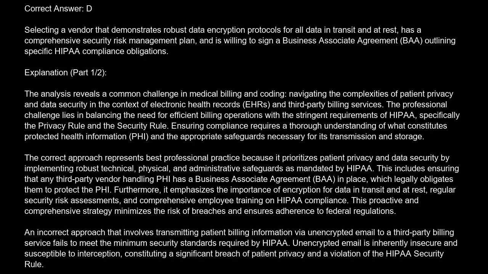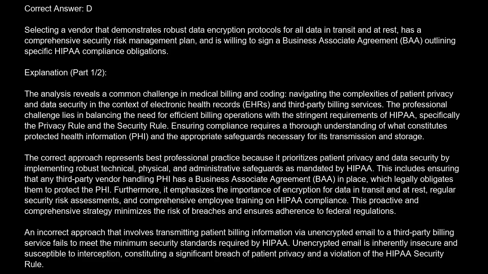Explanation. The analysis reveals a common challenge in medical billing and coding, navigating the complexities of patient privacy and data security in the context of electronic health records, EHR, and third-party billing services. The professional challenge lies in balancing the need for efficient billing operations with the stringent requirements of HIPAA, specifically the privacy rule and the security rule. Ensuring compliance requires a thorough understanding of what constitutes protected health information, PHI, and the appropriate safeguards necessary for its transmission and storage.